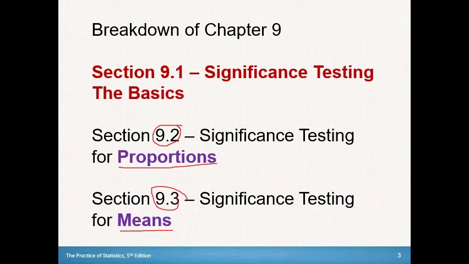There will be a significant difference in how we do them with means, so much so that we will have a new table to look at. So the sampling distribution will have a slightly different shape than the normal distribution, but we'll get into that when we get to section 9.3.